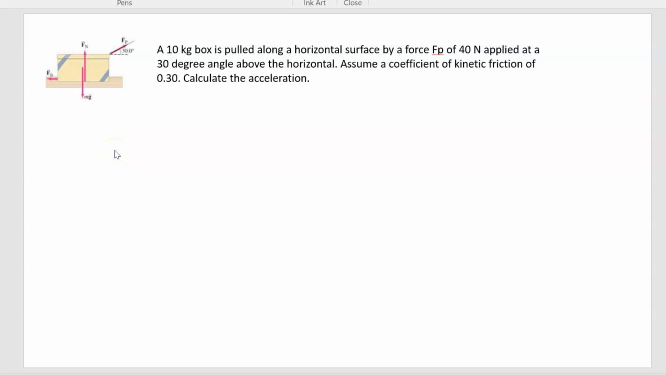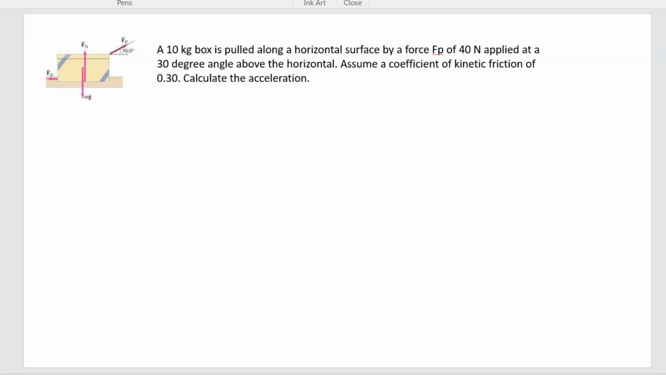A 10-kilogram box is pulled along a horizontal surface by a force Fp. We can say that that's F pull. Really, we know this is an applied force, by a force Fp of 40 newtons applied at a 30-degree angle above the horizontal.